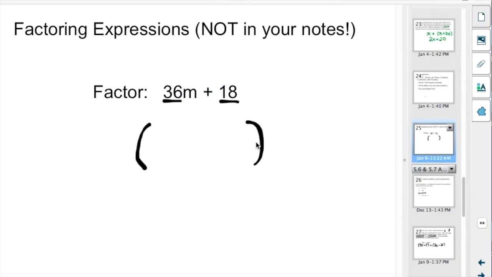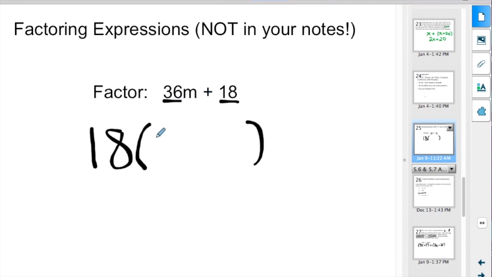So the GCF of 36 and 18, if you don't know what that is, you can certainly make a list, or you can list all the factors. We can do a factor tree, whatever is easiest. But the GCF of those two numbers is 18. So we are going to put the 18 on the outside of the parentheses. Now, we are going to divide both terms by 18.